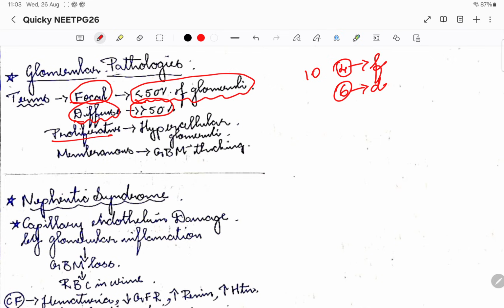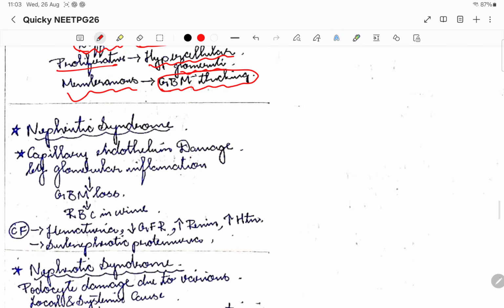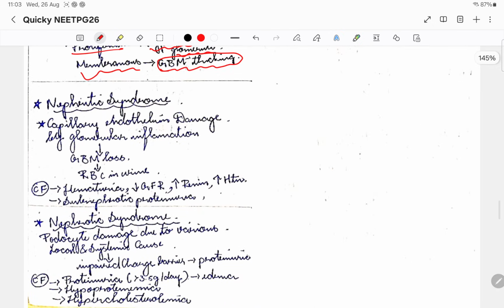Then proliferative means hypercellular glomeruli are there. Then membranous means GBM thickening is there, glomerular basement membrane thickening. So these are the terms before we enter the glomerular pathologies. Okay, so the two main glomerular pathologies are nephritic syndrome and nephrotic syndrome. In nephritic syndrome, the capillary endothelium damage is there by the glomerular inflammation.